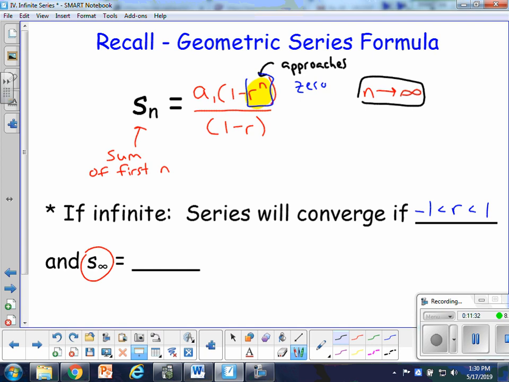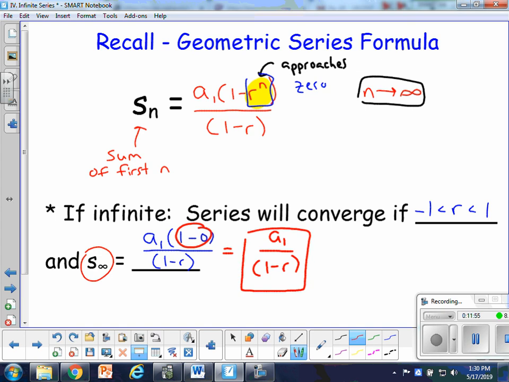So the same formula just becomes a1 times 1 minus 0 over 1 minus r. And what is 1 minus 0? It's just 1, right? So this formula is really just a1 times 1 over 1 minus r. That formula right there will give you the sum of an infinite number of terms, as long as r is between -1 and 1.